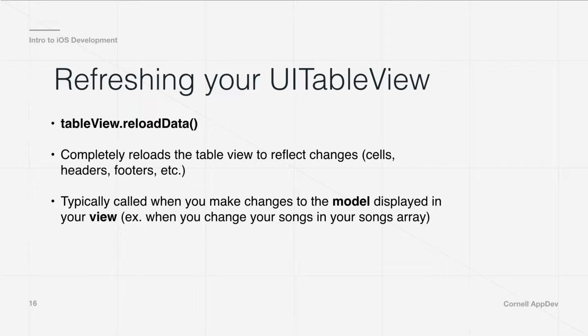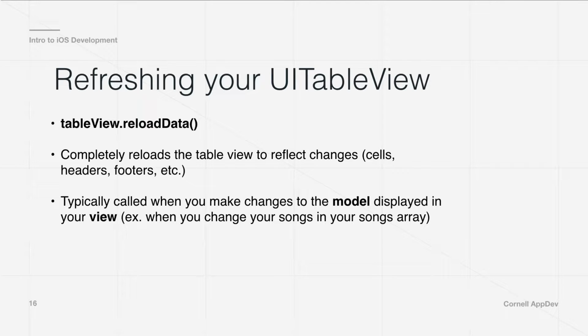What you would do is you would update the song model in your songs array, and then after that you have to call tableview.reloadData in order for that change to be displayed in your table view. And all reloadData does is it just recreates all your cells using the data models that you provided. So that's why when you update the song name and then call tableview.reloadData, the cell name was updated with the song's updated name.